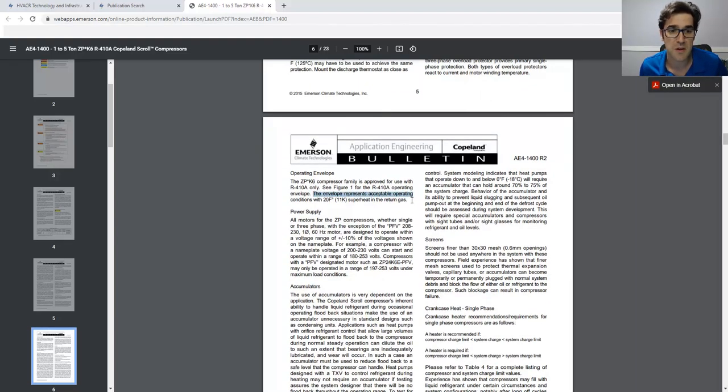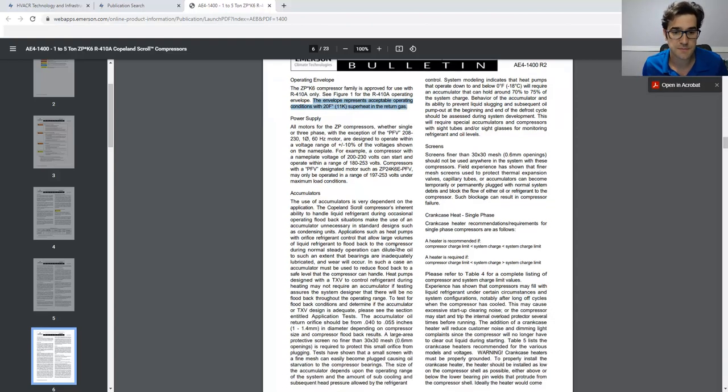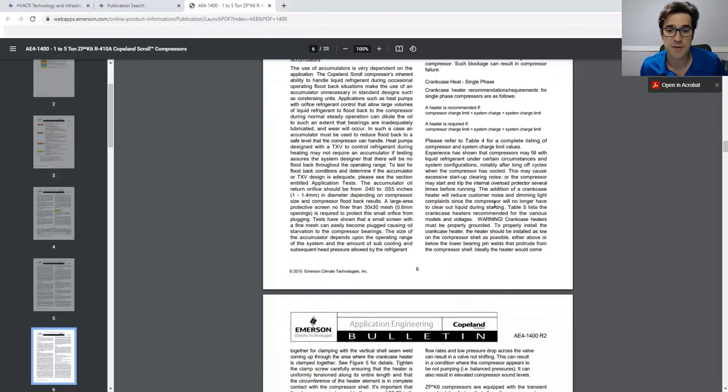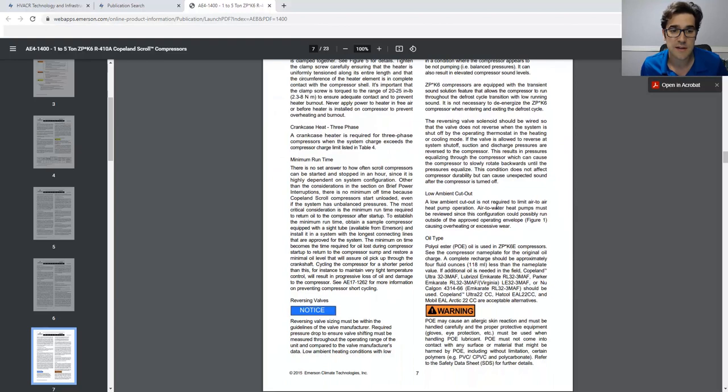Envelope represents acceptable operating condition of 20K. We'll get down to the operating envelope in a minute here. So accumulators. If you're doing a heat pump, recommended having accumulators in there. Crankcase heaters, recommended here. And it gives you the examples of what you need to look at. And also down below, it's going to show you how to properly torque the crankcase heater on there, as well as how to put it on properly, where it's supposed to be positioned, because it has to be in a specific spot. And really, what you'll have is a seam, a weld, and you should always have the screw over that so you don't crush the crankcase heater.